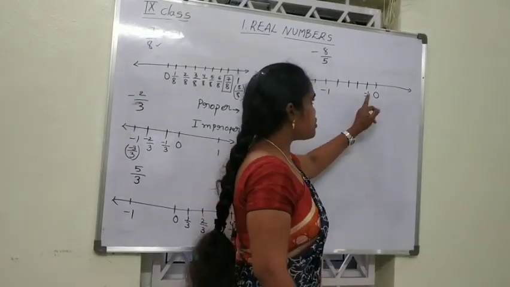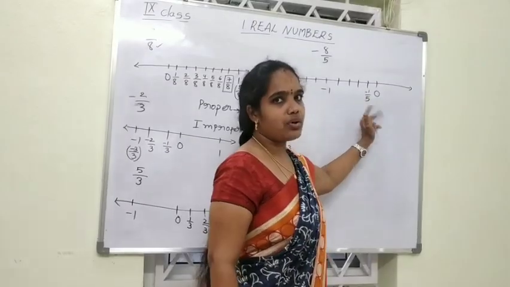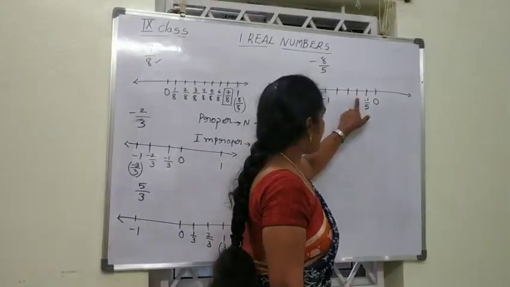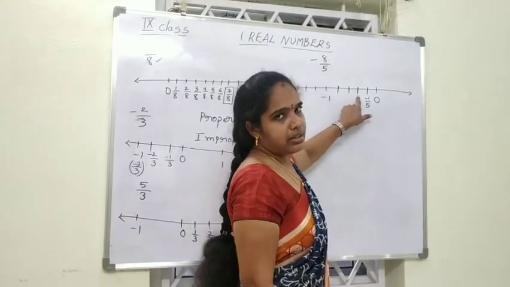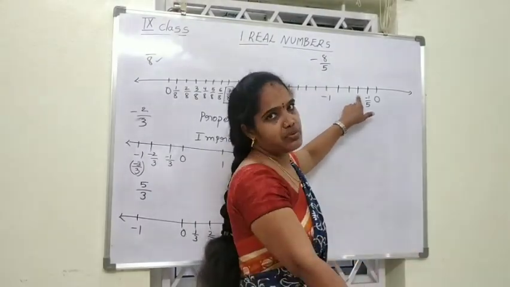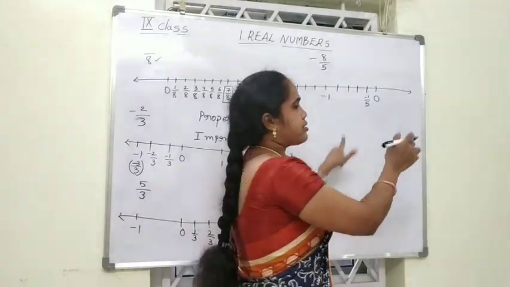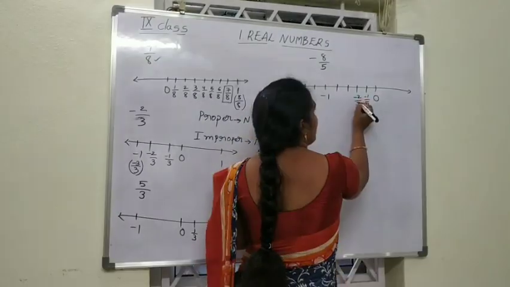This is minus. Don't forget minus. Why? Because 0, left side, no? So, minus 1 by 5. Next, come to this. How to represent this? This is the second part. Completely 2 parts we are taking out of 5 parts. So that's why minus 2 by 5.